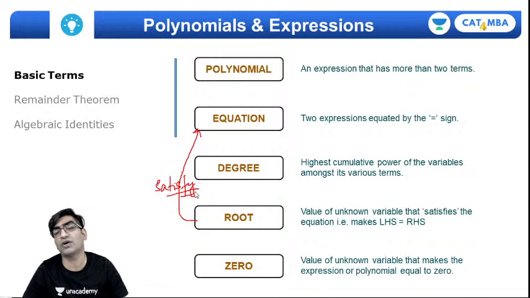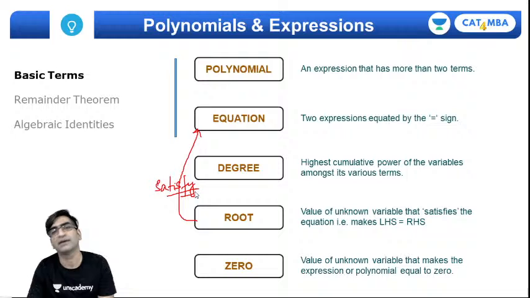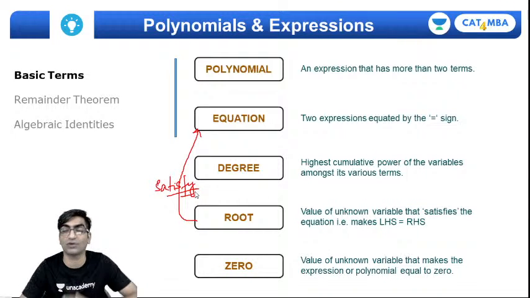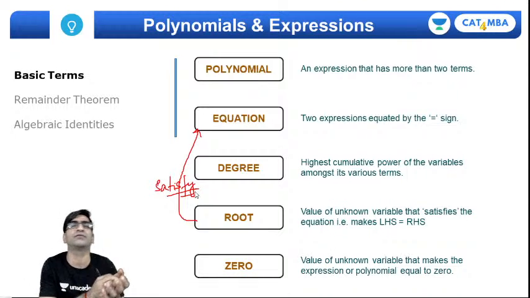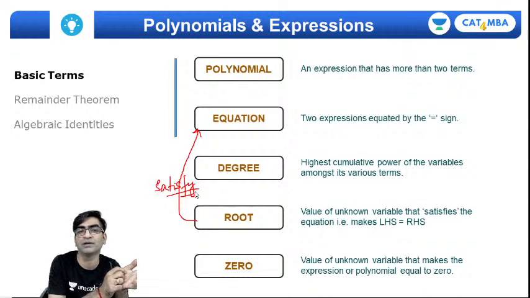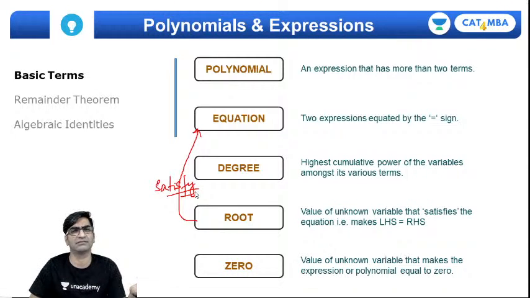But all this while we were talking about equations, where you had a left hand side and a right hand side to check. But what if you have just an expression? What if you have just a polynomial? Clearly, you can't substitute in a polynomial. If you substitute the value of x in a polynomial, you don't have anything to compare it with. So there is no question of it satisfying the polynomial. But what it can do is make the polynomial 0. It can make the expression equal to 0.